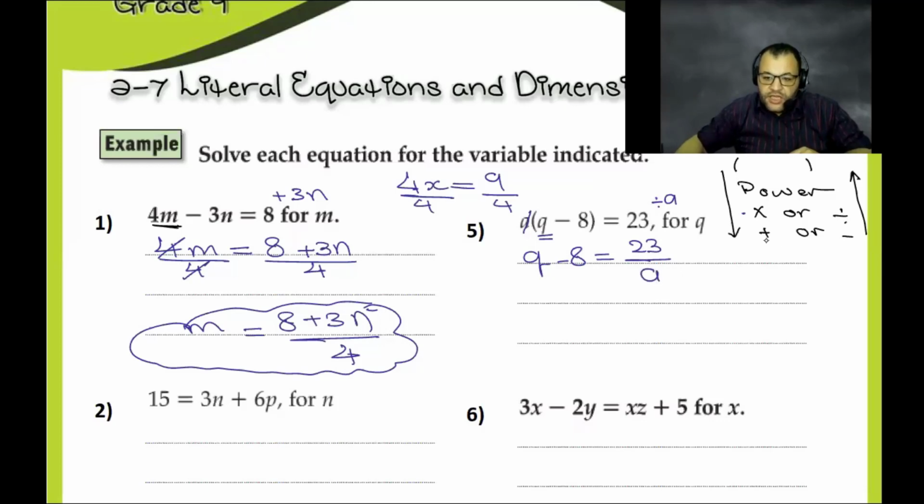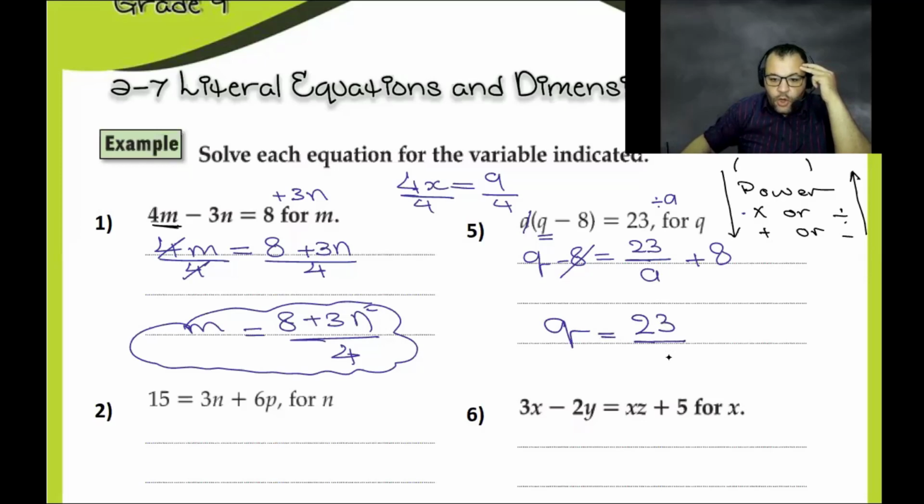Again, I will start: is there any plus and minus? Each time I will ask the same question. After that, times or divide, power, then brackets. Is there any plus and minus? Yes, we have minus 8. So we shift it to the other side by adding 8. It means Q is equal to 23 over A plus 8.